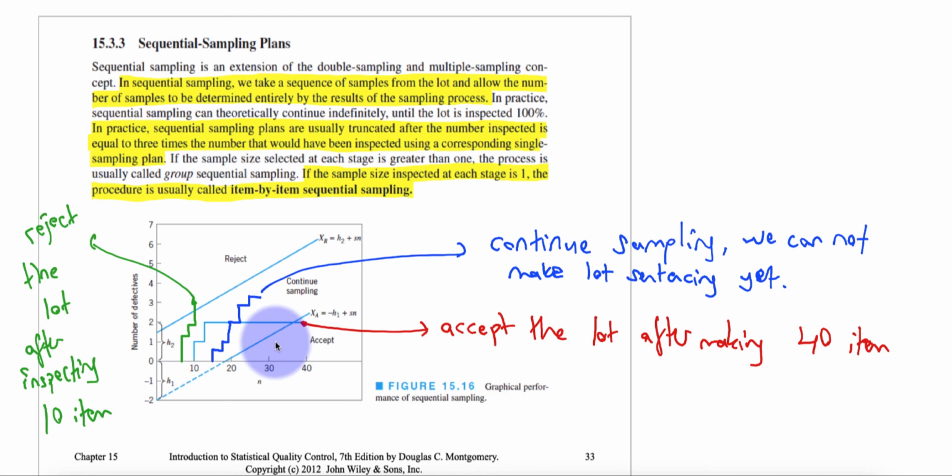So how can we draw these lines? We will use these formulations. For the rejection line, we will use H2 plus S multiplied by N. And for the acceptance line, we will use minus H1 plus S multiplied by N. Okay?